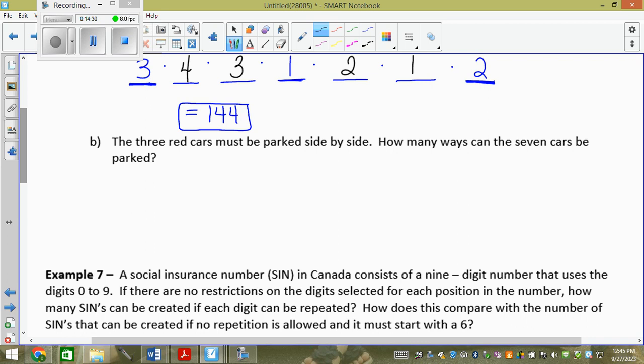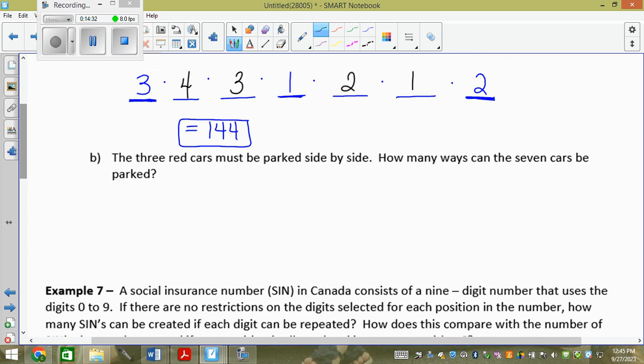Okay, so we're going to have to use a lot of brain matter. Paying attention? All right. This one says the 3 cars must be parked side by side. Does it say at the front? Does it say on the left? Does it say at the end with all 3 parked side by side? No, it just says they have to be parked side by side.